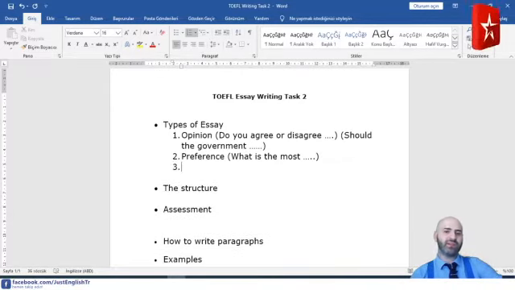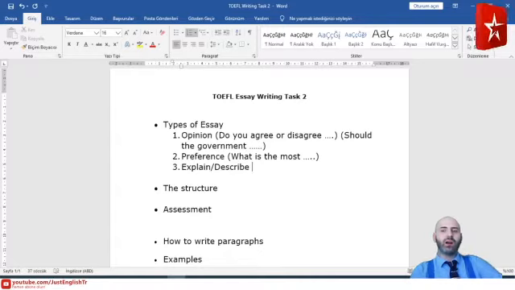The next one is the explain, describe type of essay. In this type of essay, you are asked to explain something or to describe something. Usually they ask you about effects, reasons, results of something. For example, children are addicted to the internet. What can be the negative effects of this in their future? So you need to explain negative effects, okay?